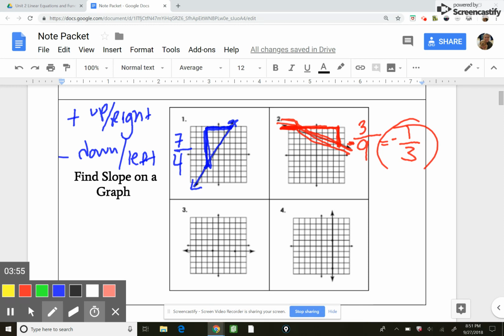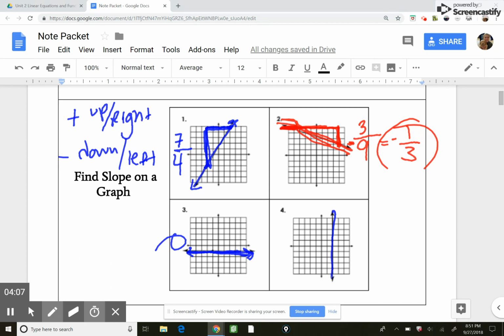For the next one, if you look at it, it is a flat line. Think of an incline. There is no incline, so this is your 0. And then for this one, this is your wall that you cannot climb. So that slope is undefined.